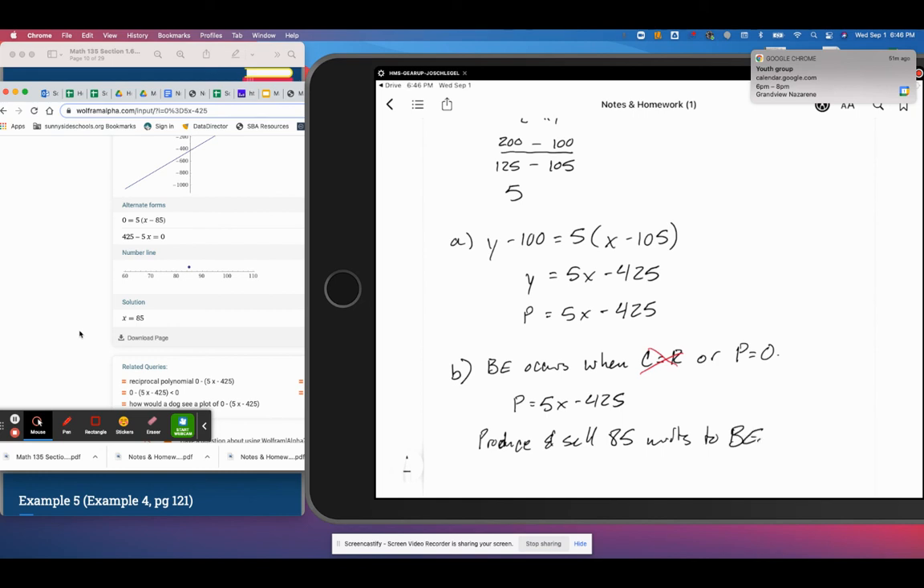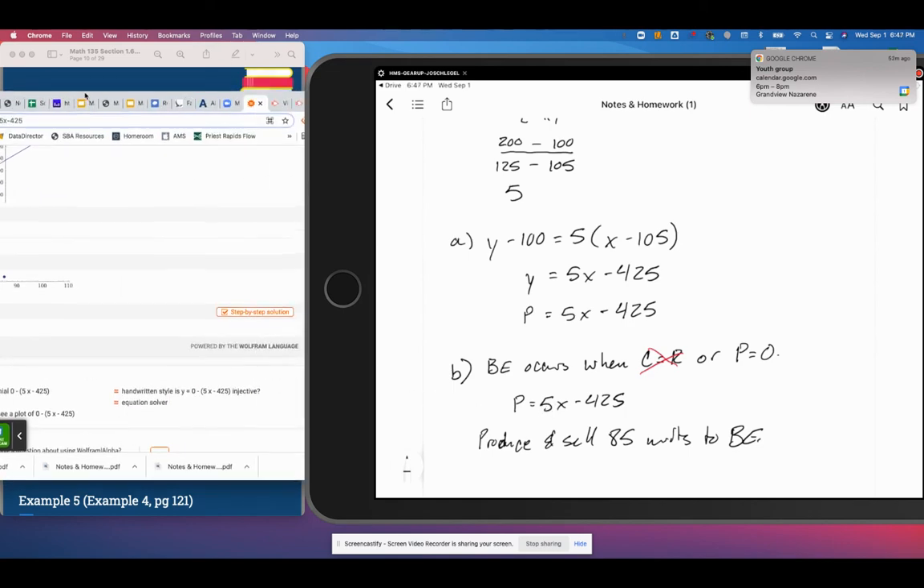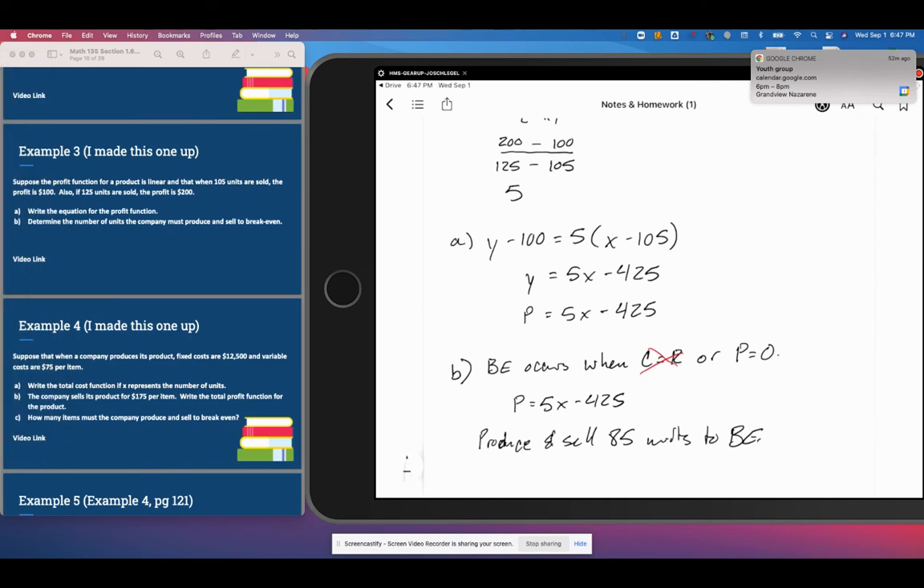If they produce and sell 86, then they start making money. And if they produced 86, they would make $5. If they produced 87, they would make $10. 88 would be $15. And so again, this profit function has a negative value sticking off of the end because there are costs that we have to pay before we ever begin producing anything. Again, like the rent, the electricity, the water, that sort of thing. So with that, that's it for this one.